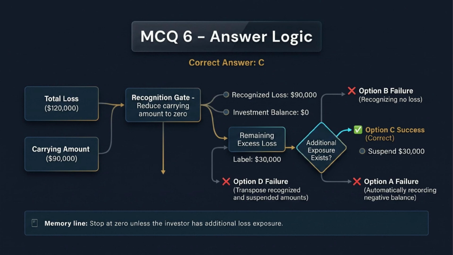Option A is wrong because a negative investment balance is not automatic without additional exposure. Option B is wrong because Orion must recognize losses up to the investment carrying amount before suspension begins. Option C is correct because the $90,000 loss reduces the investment to zero and the remaining $30,000 is suspended. Option D is wrong because the recognized and suspended amounts are reversed. Stop at zero unless the investor has additional loss exposure.